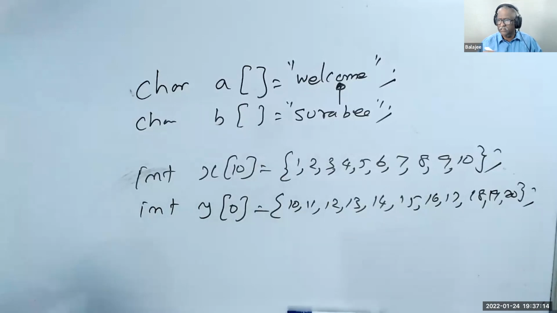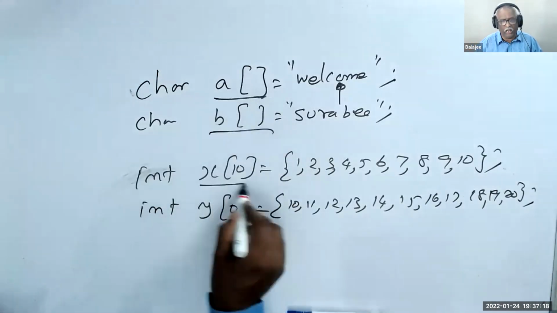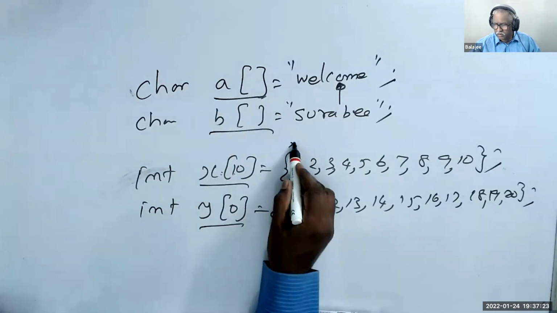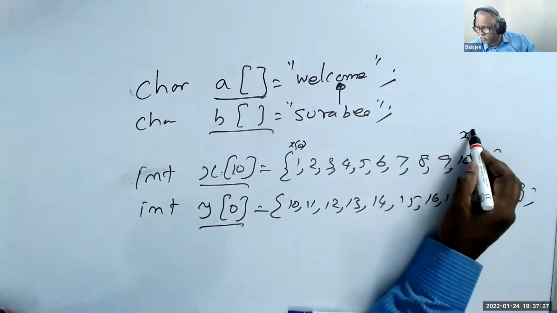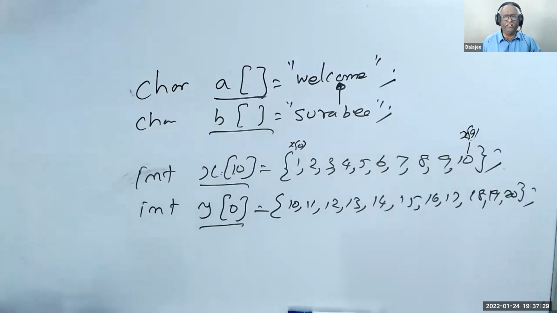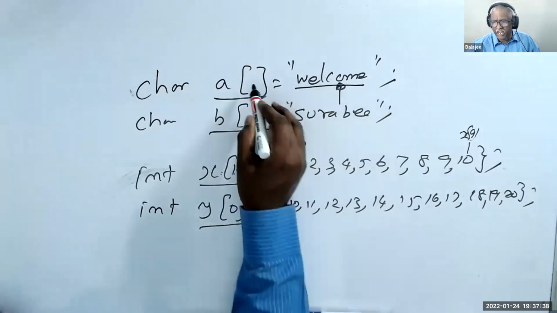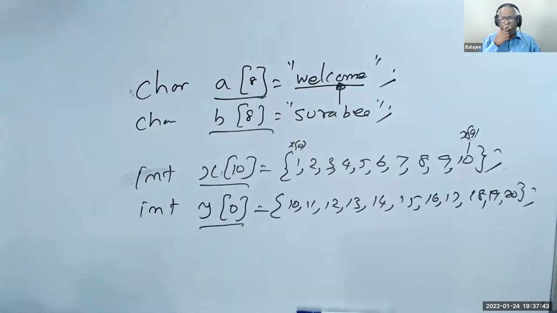The difference is these are arrays. A, B, X, Y are all arrays. Here, X of 0 will become 1. Like that, X of 9 becomes 10. That's the way it is initialized. Now, Y also is initialized that way. But here, it is only 7, it will allocate 8. Understand?